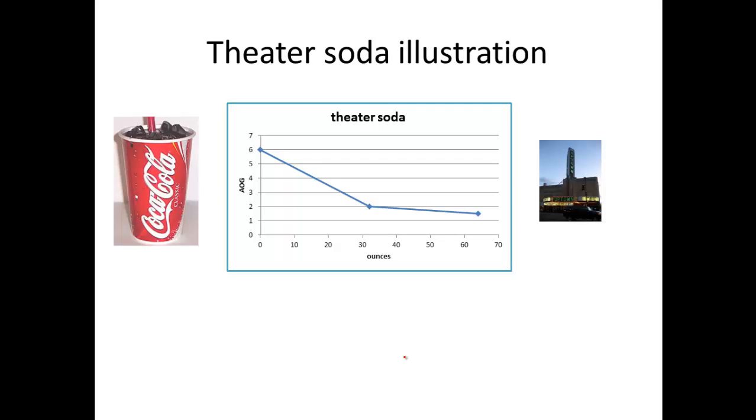What does this budget constraint look like? Well, there are these 3 points that are options. One could have 6 units of AOG and no soda, 32 ounces of soda and 2 units of AOG, or 64 ounces of soda and 1.5 units of AOG. And what's interesting about this budget constraint is that, well, it's got a kink. It's not a straight line.